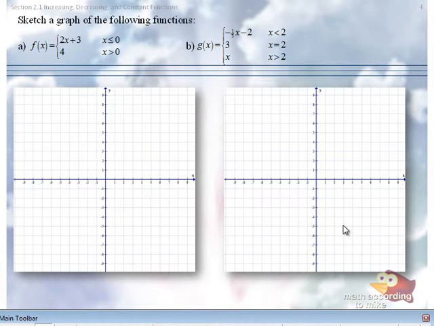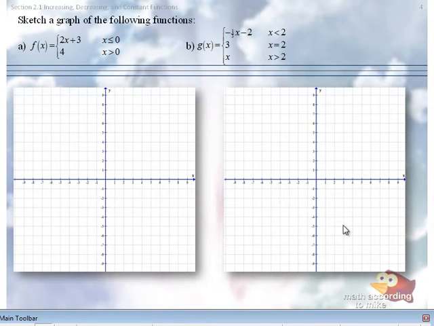So part A, f of x, just do f of x right now. f of x is 2x plus 3 when x is less than or equal to 0, and 4 when x is greater than 0. So a piecewise-defined function is a function made of, this might surprise you, pieces of other functions.